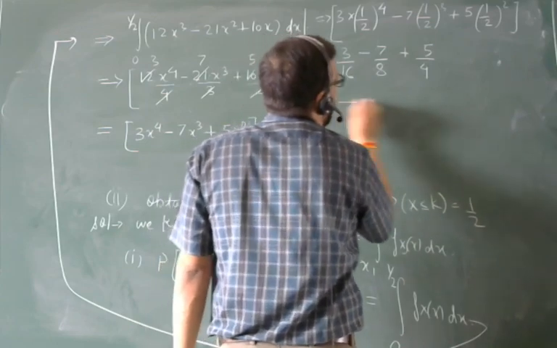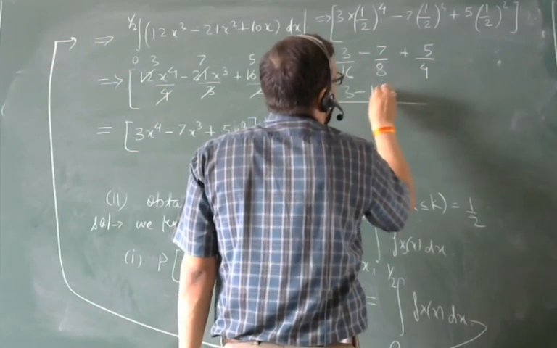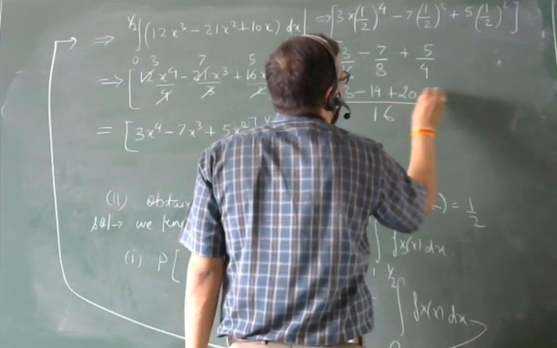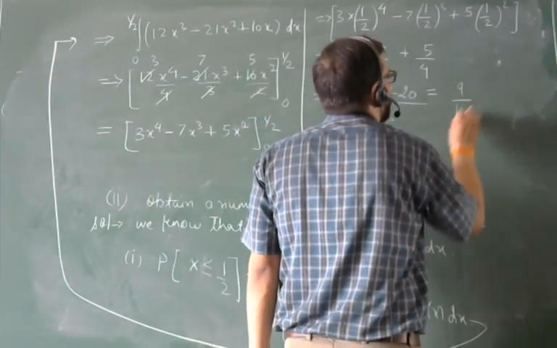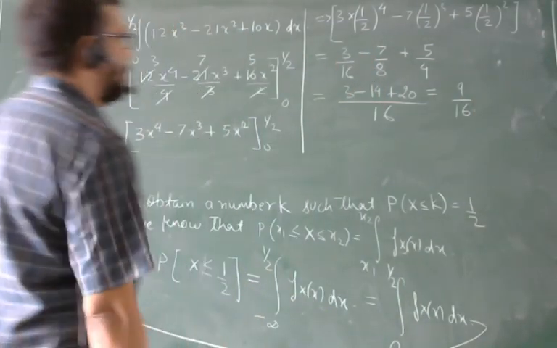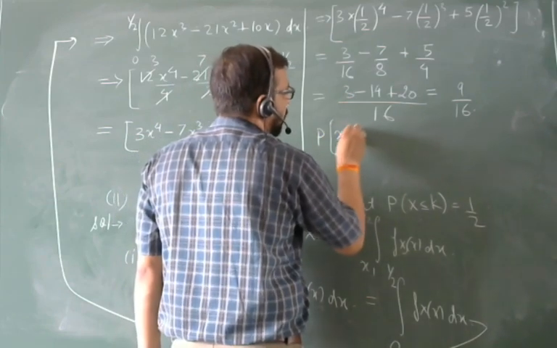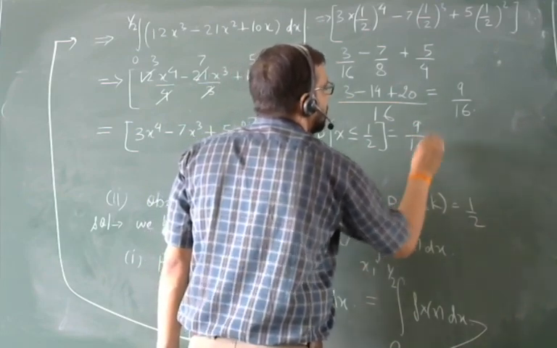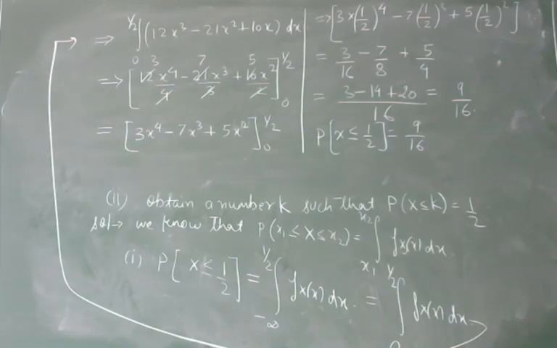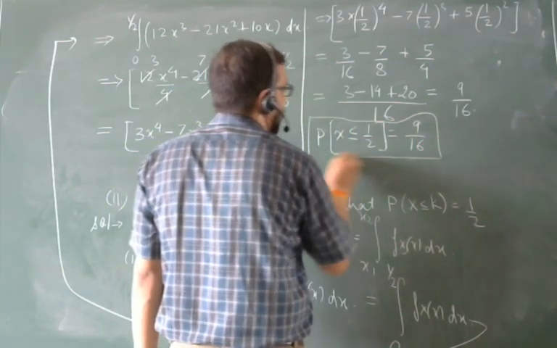After solving, we get LCM 16, so 3 minus 14 plus 20, which gives 9 upon 16. This 9 upon 16 is the probability of the random variable when x is less than or equal to 1 upon 2, equal to 9 by 16. This is the first part of the first question that we had to find.